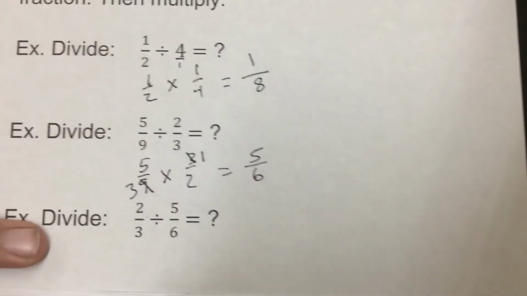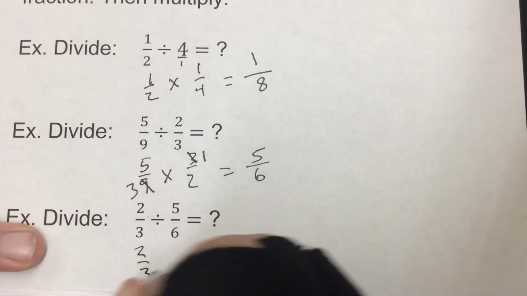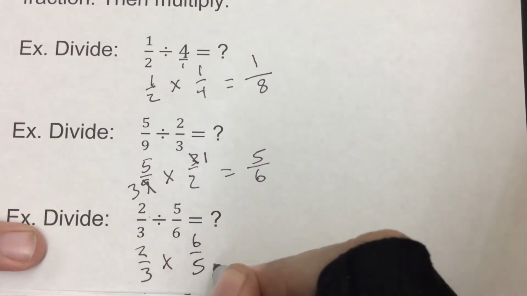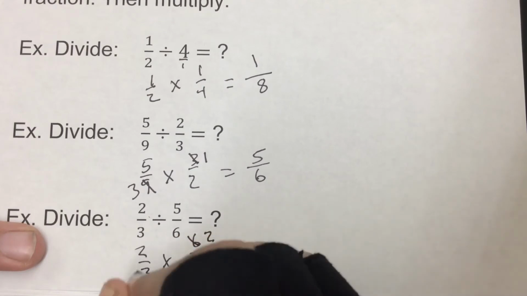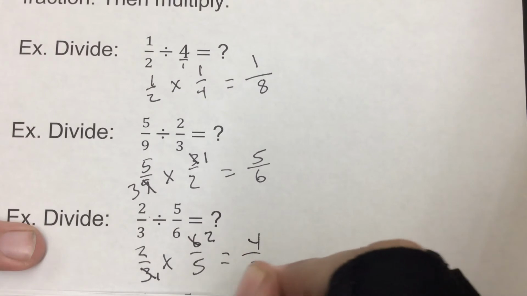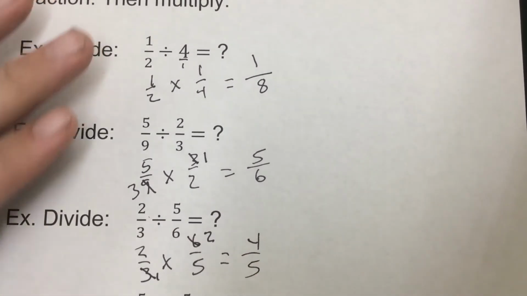So, 2/3. First one stays the exact same. We don't do anything to it. Change to multiplication. Flip this to be 6/5. Now, 6 can go to 2, 3 to go to 1. 2 times 2 would be 4. 1 times 5 is 5, so 4/5.